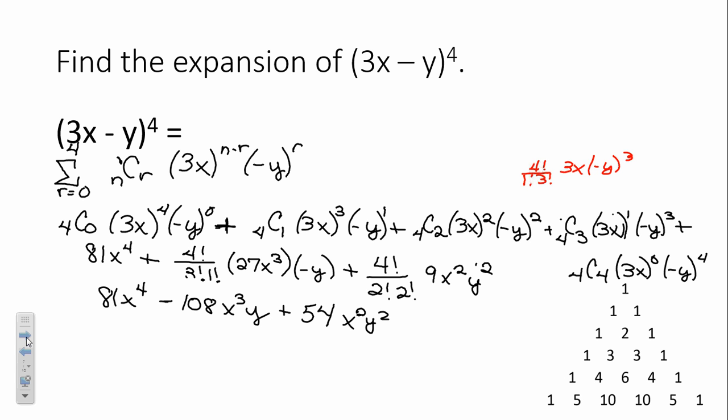So 4 factorial over 3 factorial is 4. 4 times 3 is going to be a 12. But it's going to be negative here.